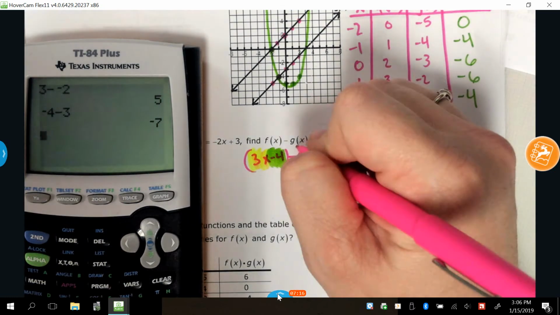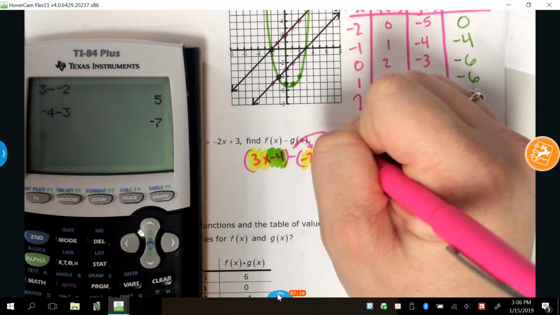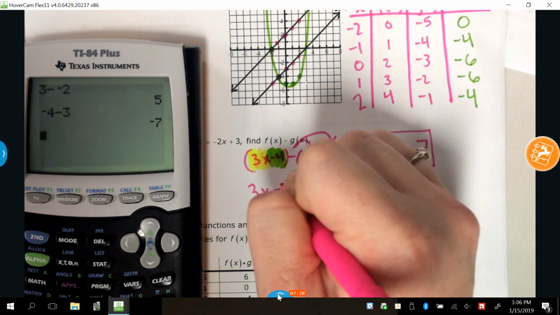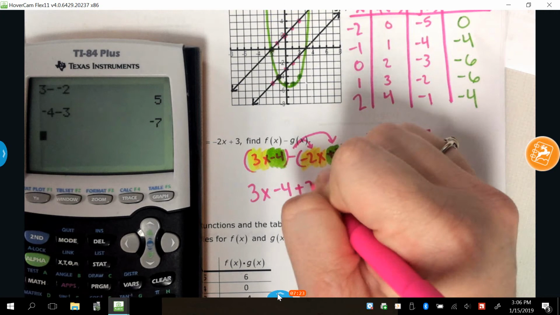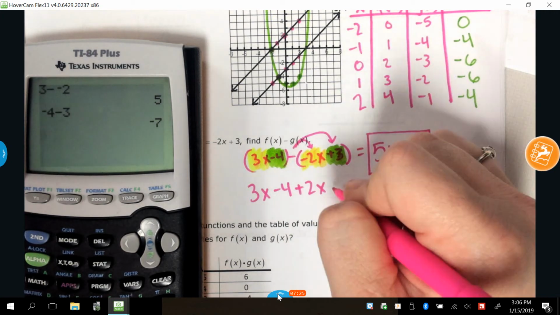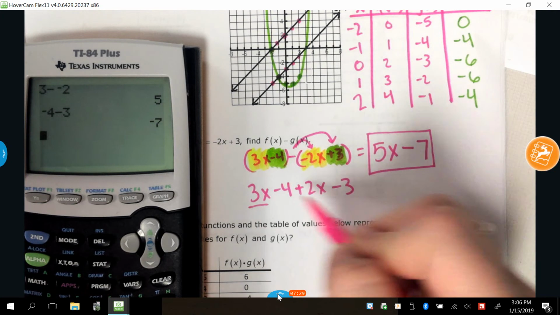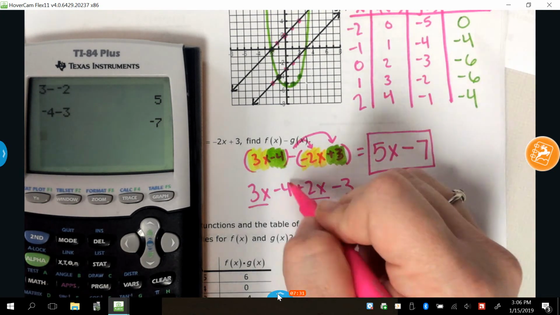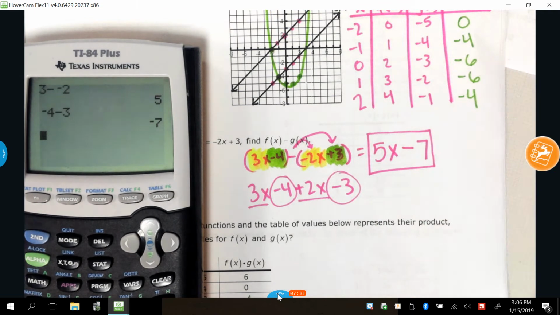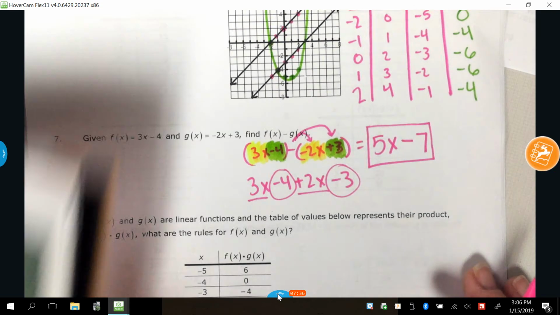Now you could have distributed the negative. So that leaves me with positive 3x minus 4. Two negatives make a positive 2x. A negative and a positive make a negative. And then combine like terms, just like we just did, except now adding. So 3x plus 2x is 5x. Negative 4 minus 3 is negative 7. So either way, you get the right answer.